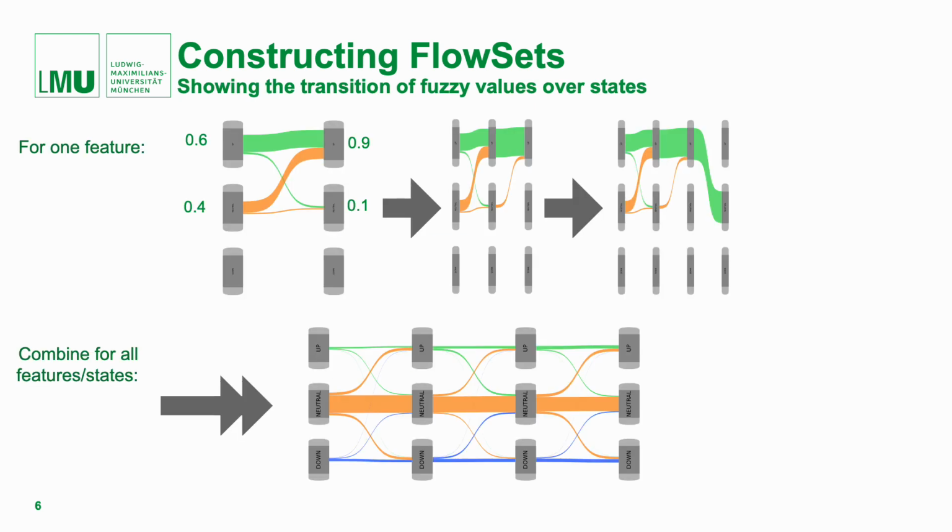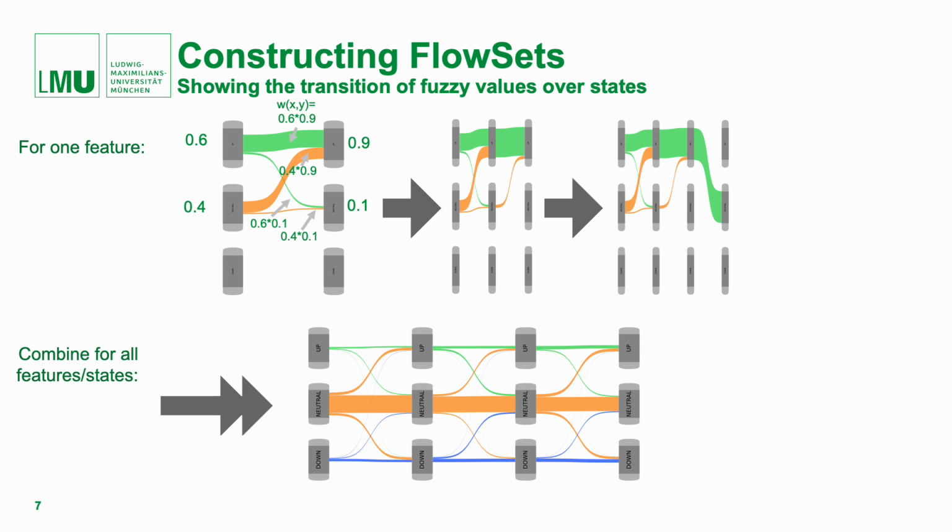We now show the transition of fuzzy values as flows. For a given feature, each node holds the membership of the feature at a given state and class. As in our example on the fuzzification, a fold change of 0.6 is with 0.6 in the upregulated class and 0.4 in the neutral class. In the next state, the feature is with 0.9 in the upregulated class and 0.1 in the neutral class. To get the weight for one transition between two neighboring classes, we use the dot product.